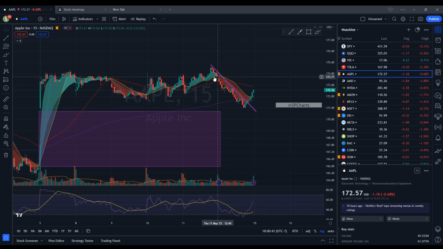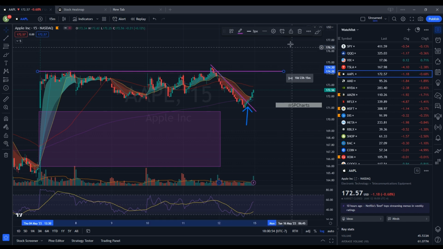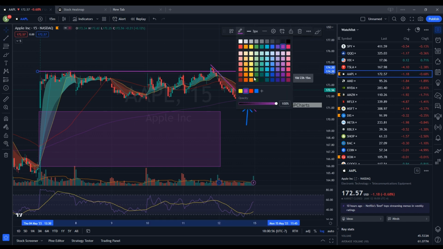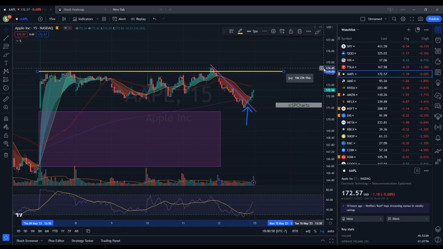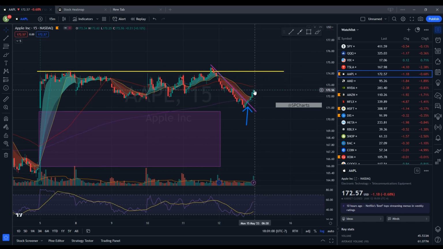I see kind of a trend line here. It's been hitting this, and I did notice that it just broke this line right there. So, what I'm going to do is create a PT right there at about 174.20. This is where I think it's probably going to go.